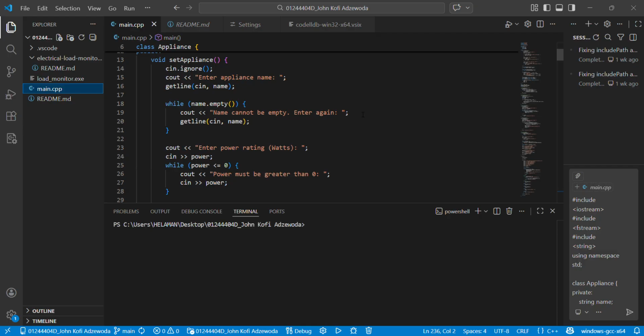So what we aim at, as far as this project is concerned, is to develop a system that monitors electrical appliance energy consumption and calculates electricity cost. So the project work is to help us develop a system that monitors electrical appliances and energy consumption, how much we spend within the day, within the month, and then the calculation.